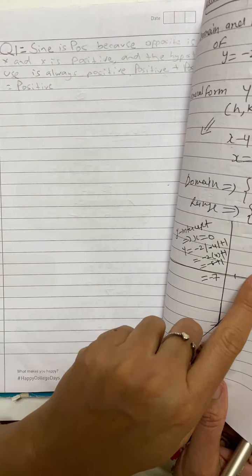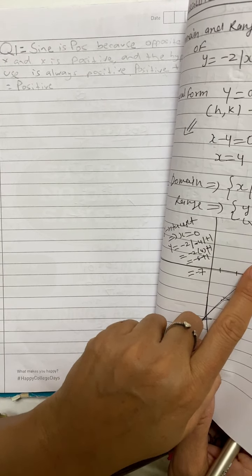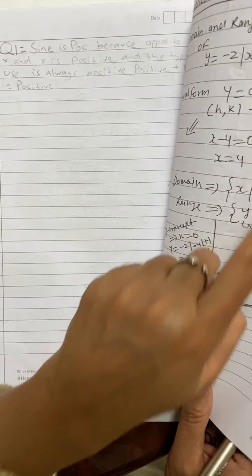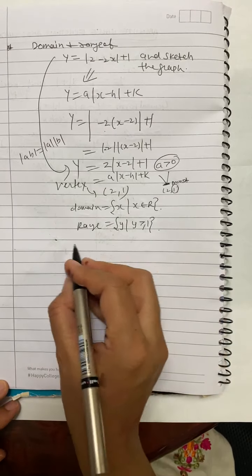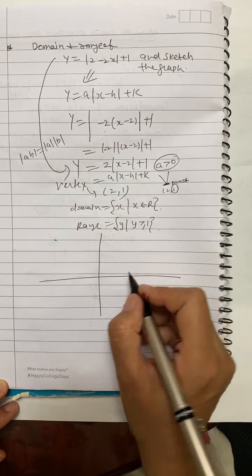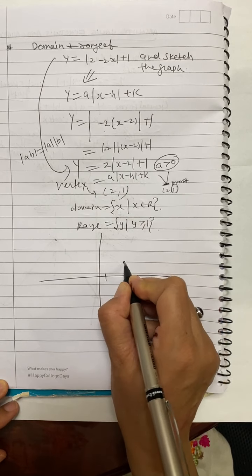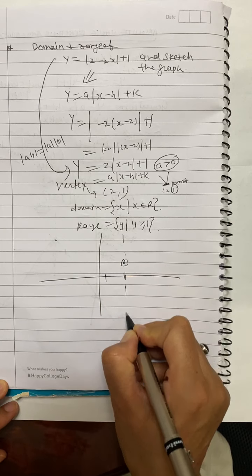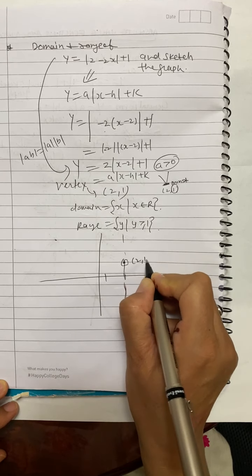In the previous one, since we had this vertex as the maximum point, that's why we had y less than or equal to 1. Now here, after you have domain and range, I'm going to sketch it. So when you sketch it, draw the vertex first. So this is (2, 1). And after you have a vertex, draw dotted lines.